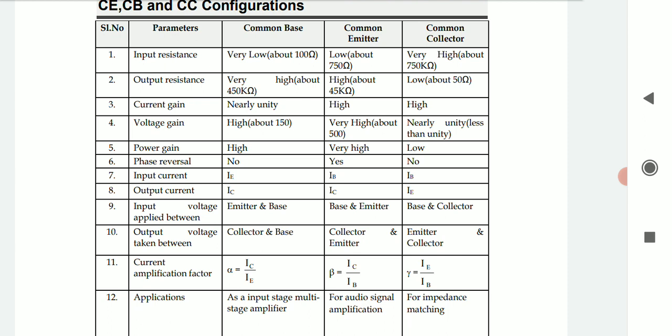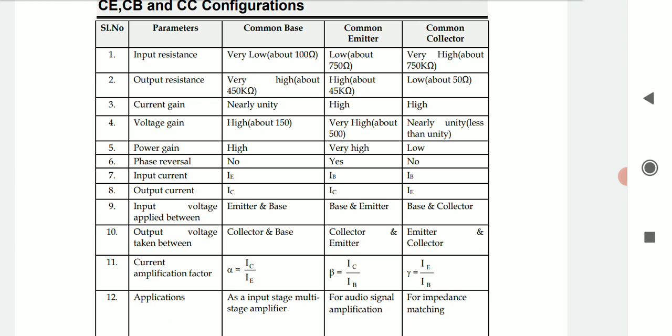Next, current gain. The current gain in common base is nearly unity, 0.99. In common emitter it is high, and in common collector it is also high. The voltage gain is high in common base, about 150, whereas in common emitter it is very high, about 500. In common collector it is nearly unity, less than unity. So generally, in order to use a particular configuration in amplifier circuits, the voltage gain and current gain values should be high. Then only it can be used.